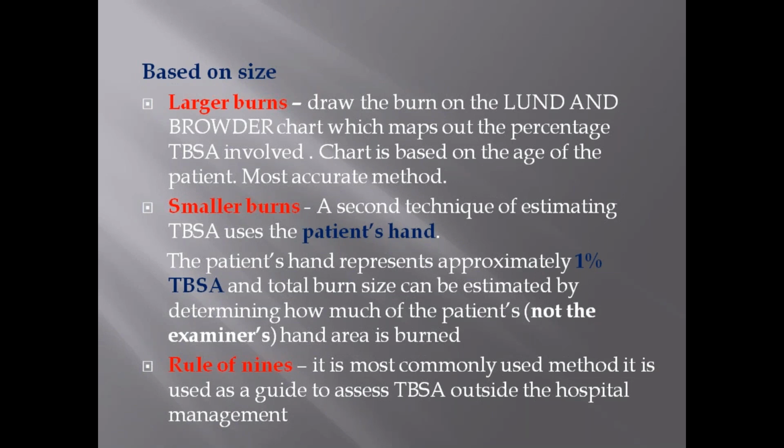Coming to the rule of 9. Wallace rule of 9, we usually see in our casualty, we assess the burns patient by using Wallace rule of 9 only. This is the most commonly used method. It is used as a guide to assess total body surface area outside the hospital management.